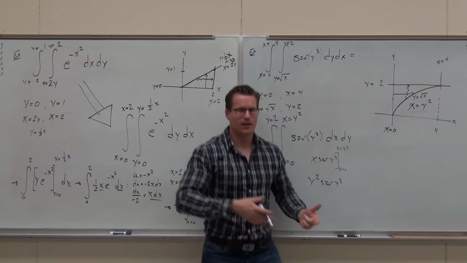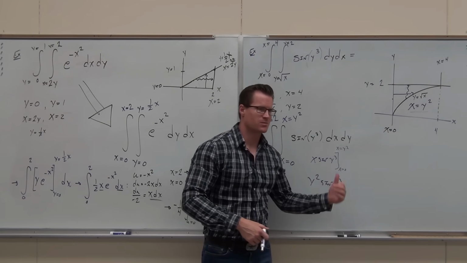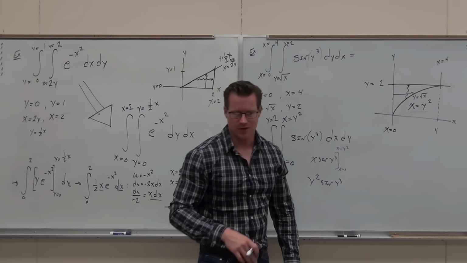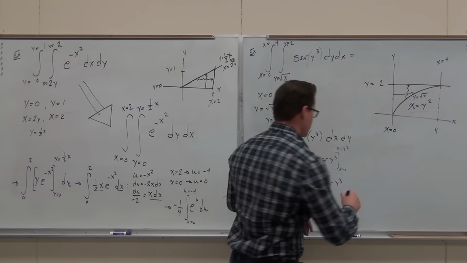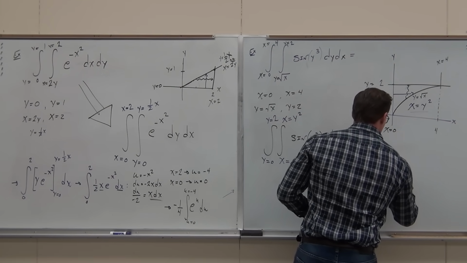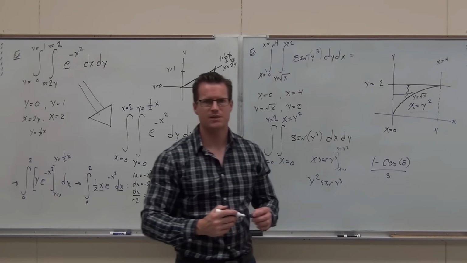Don't leave me hanging. Yeah, u sub. Just do a u sub, change the bounds. It's all in terms of y. It's going to work out just fine. The answer is 1 minus cosine 8, weird answer, over 3. See if you can get it on your own.